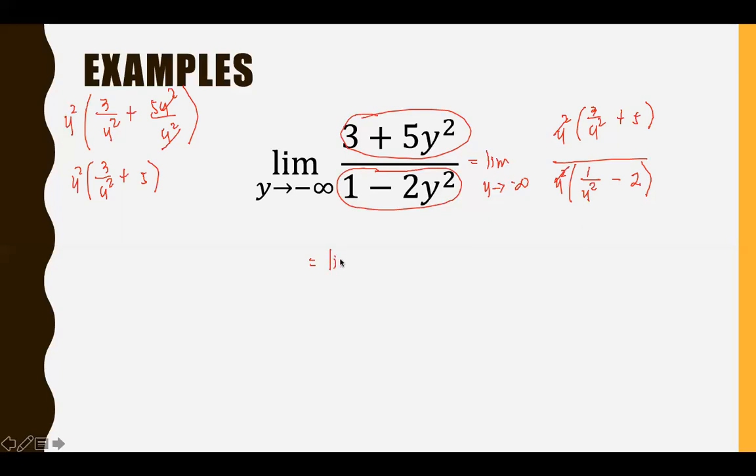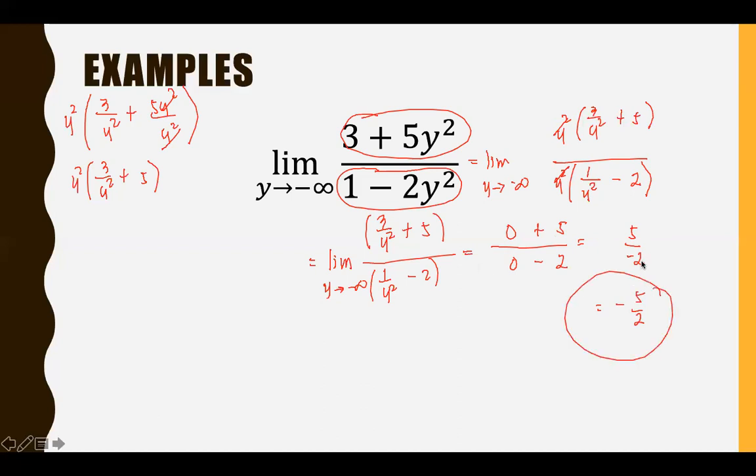So what's left here is the limit of 3 over y squared plus 5 over 1 over y squared minus 2 as y approaches negative infinity. After this, you can distribute, like the one we did earlier with the first example. But if you analyze it, we can just distribute. So the limit of this one is 0, you'll agree with me, right? Then plus the limit of a constant, which is 5, all over the limit of that one, which is 0, minus the limit of 2, which is just 2. And if you simplify, it's 5 over negative 2, and that is negative 5 over 2. So this is your final answer.